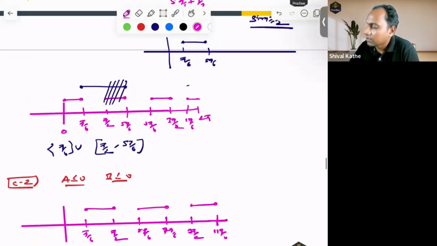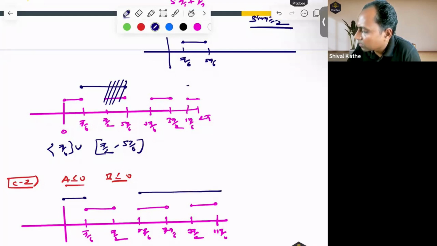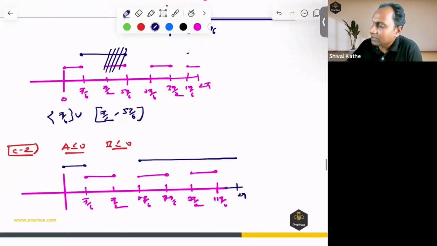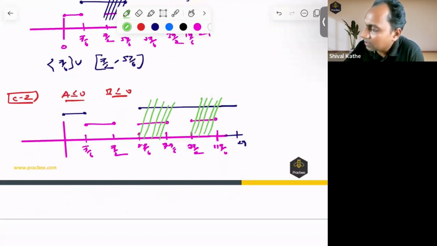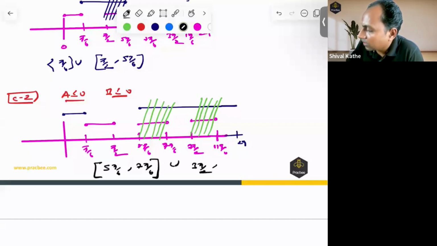And if I do it for the other part, which is also smaller than 0, what will be the answer? Whatever was not there earlier. So what was not there? The values between 0 and pi by 6, and then 5 pi by 6 to 2 pi. Now, if I take the intersection, you can see that I'm getting this interval and this interval. So from the second part, the answer that we are getting can be written as 5 pi by 6 to 7 pi by 6 union 3 pi by 2 to 11 pi by 6.